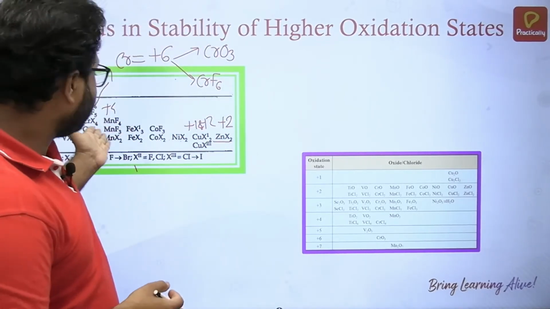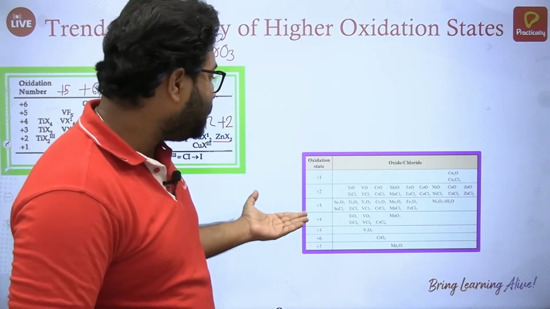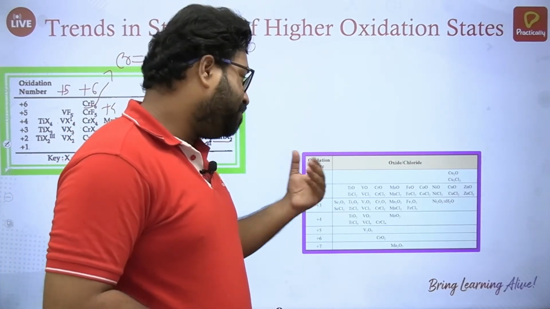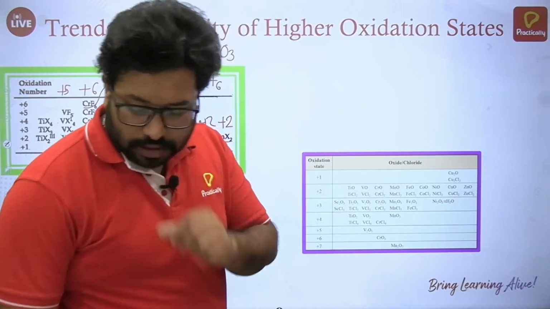This is for fluoride. This is oxide and chloride. You can see here chlorine also is bonding with a different 3D element.